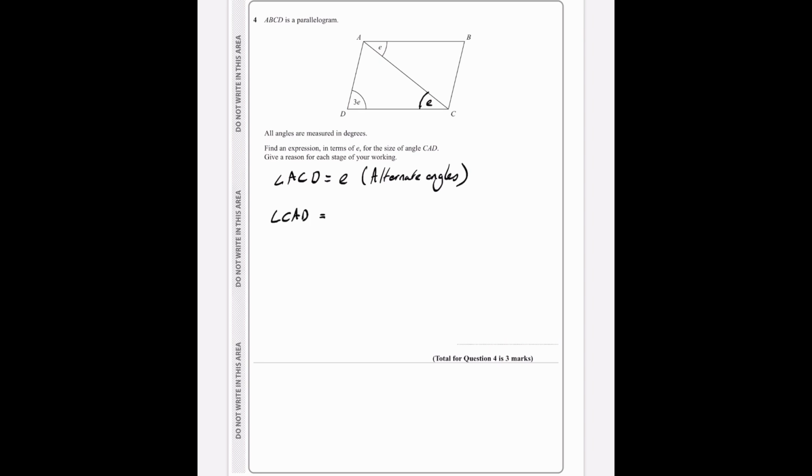And therefore, we can work out angle CAD by subtracting the two other angles from 180. So we've got an E and a 3E, subtract that from 180, and our expression for CAD is 180 subtract 4E. It does say to give a reason, so always err on the side of caution. I'm going to put in that the angles in a triangle will sum to 180 degrees because that's the reason I have used. So 180 minus 4E for question 4.